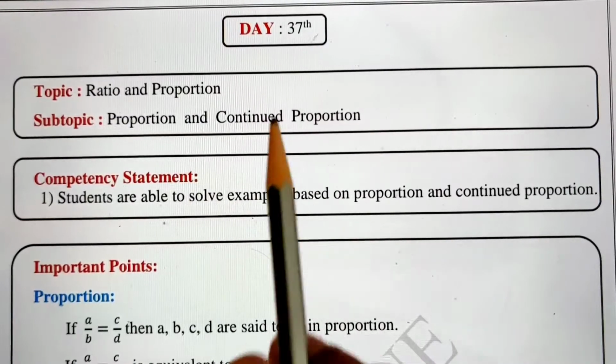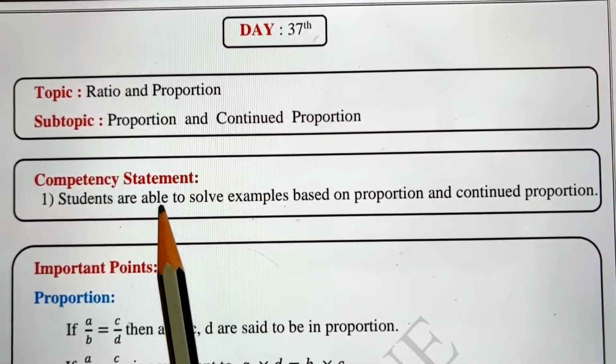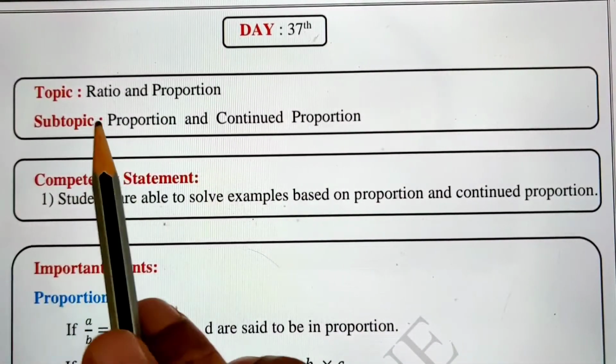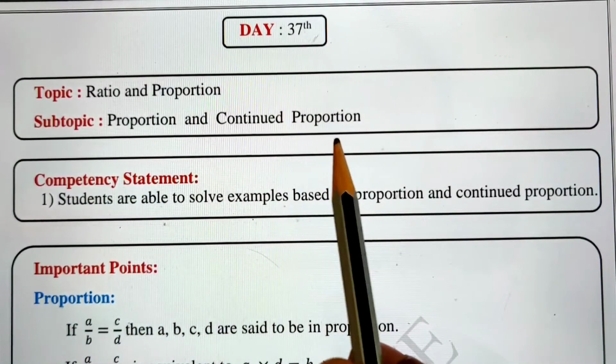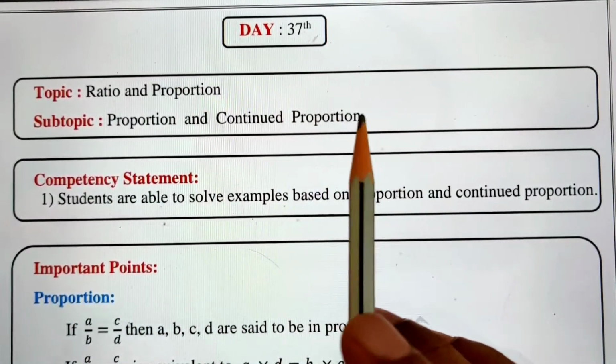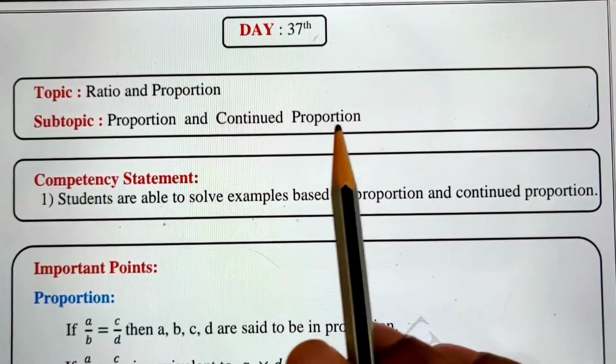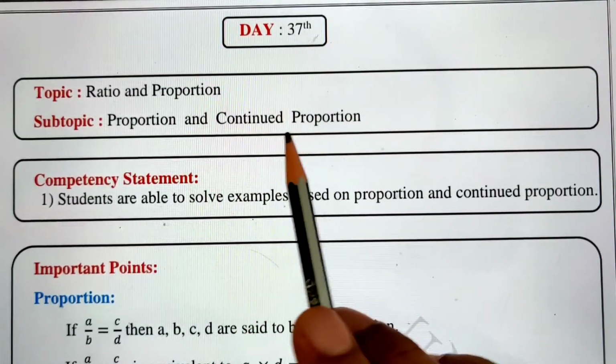Now let us see day 37. In 37th day we are going to study the proportion and the continued proportion. There are two types: proportion and continued proportion. So simple proportion only and continued proportion.